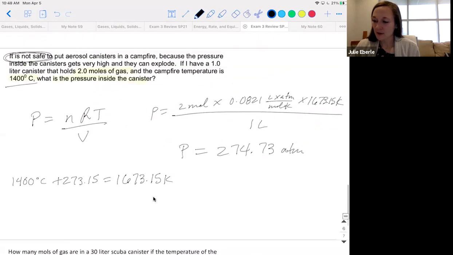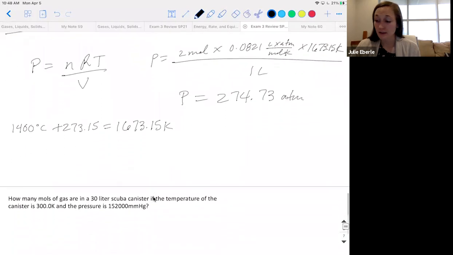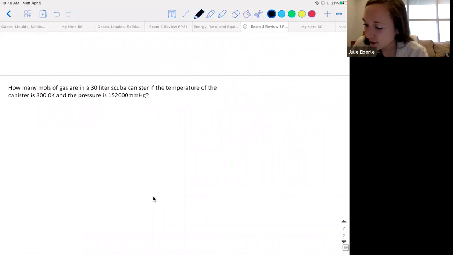All right, any questions on this problem? We got 1 left, and then we're done. At least this is all I had planned for the review. It was a lot of practice with gas laws. It seems like we're doing a ton of ideal gas law. Sorry, I would have picked more of the other laws if I'd read more closely. Okay, how many moles of a gas are in a 30-liter scuba canister? Anybody been scuba diving before? I've always wanted to go. I've never been.